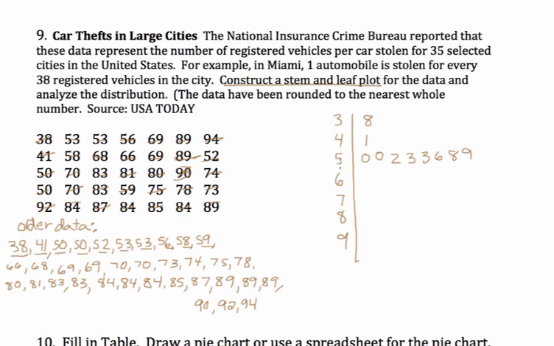It's just a visual now. We can see that we've got a 50, another 50, a 52, a 53, a 53, a 56, a 58, and a 59. Now I'll do the 60s. 66, 68, 69, 69. So that's a 6, 8, 9, 9. The 70s.